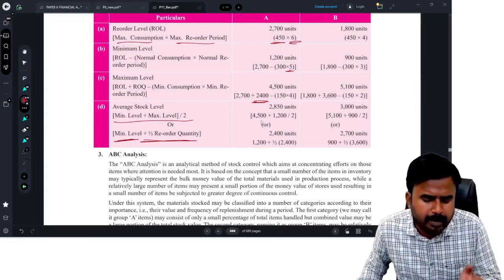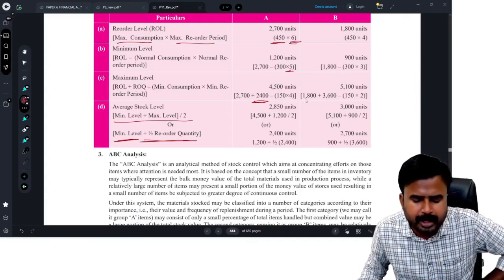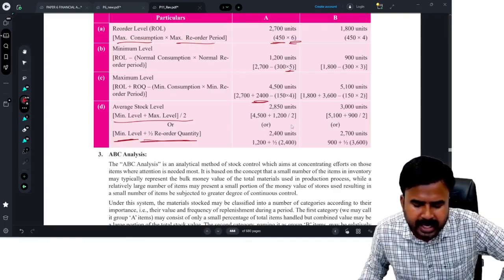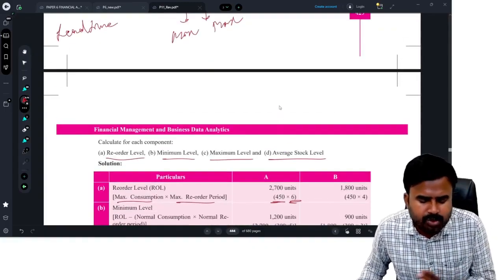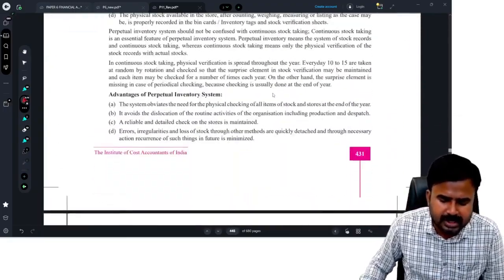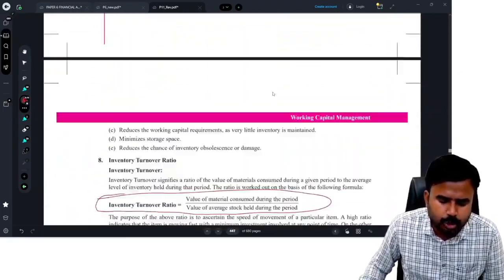So finally, you know that maximum stock level plus minimum stock level divided by 2: 1200 plus 4500 divided by 2. Or safety stock: minimum stock level 1200 plus half of reorder quantity, which is 2400. I got 2400. In this way, you can fix the stock levels, my dear students. That's not a difficult job.